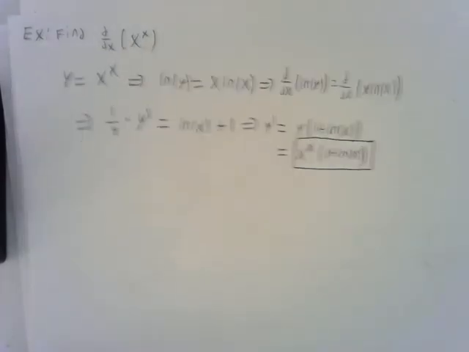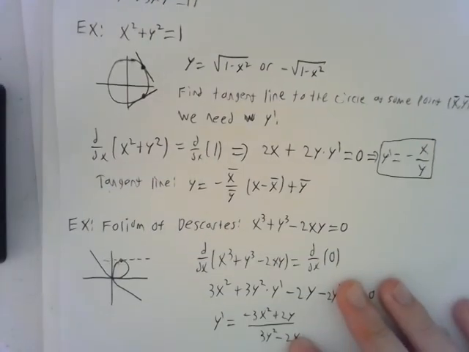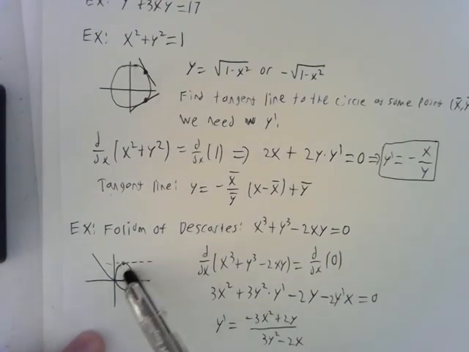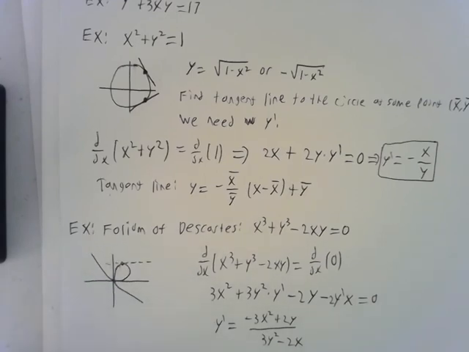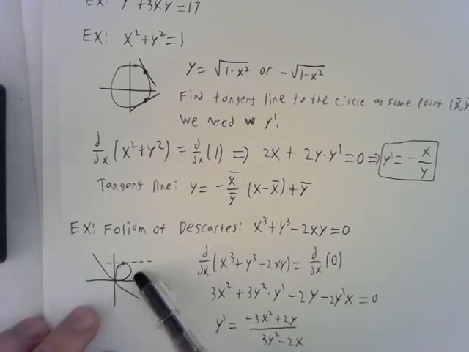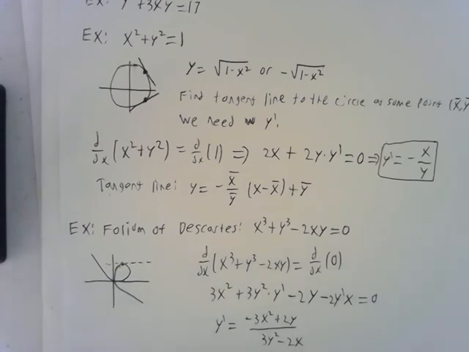I mean, for example, something like this, I mean, this thing isn't even a function, it's some really complicated curve, and yet we're still able to do things like find slopes of tangent lines and so on. So that's sort of what makes implicit differentiation really powerful.